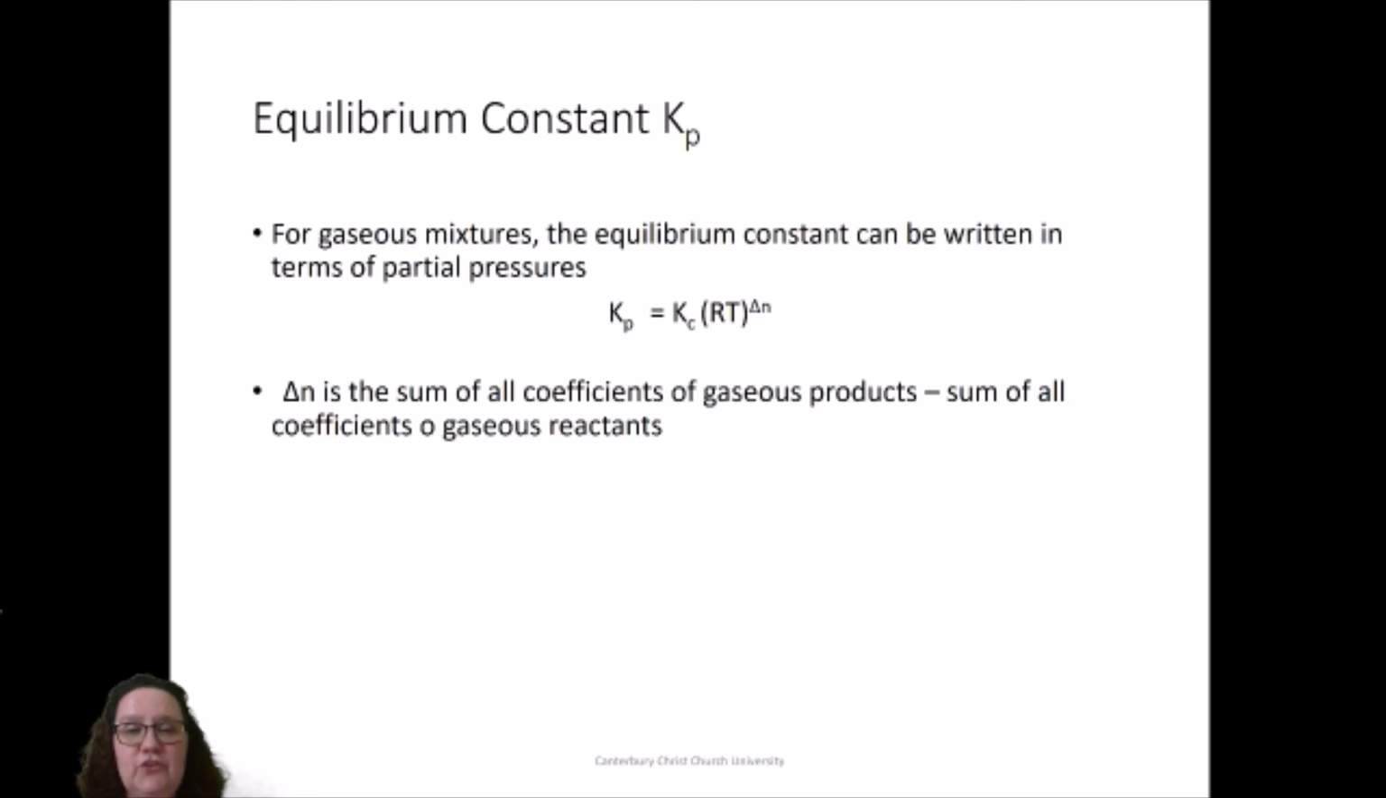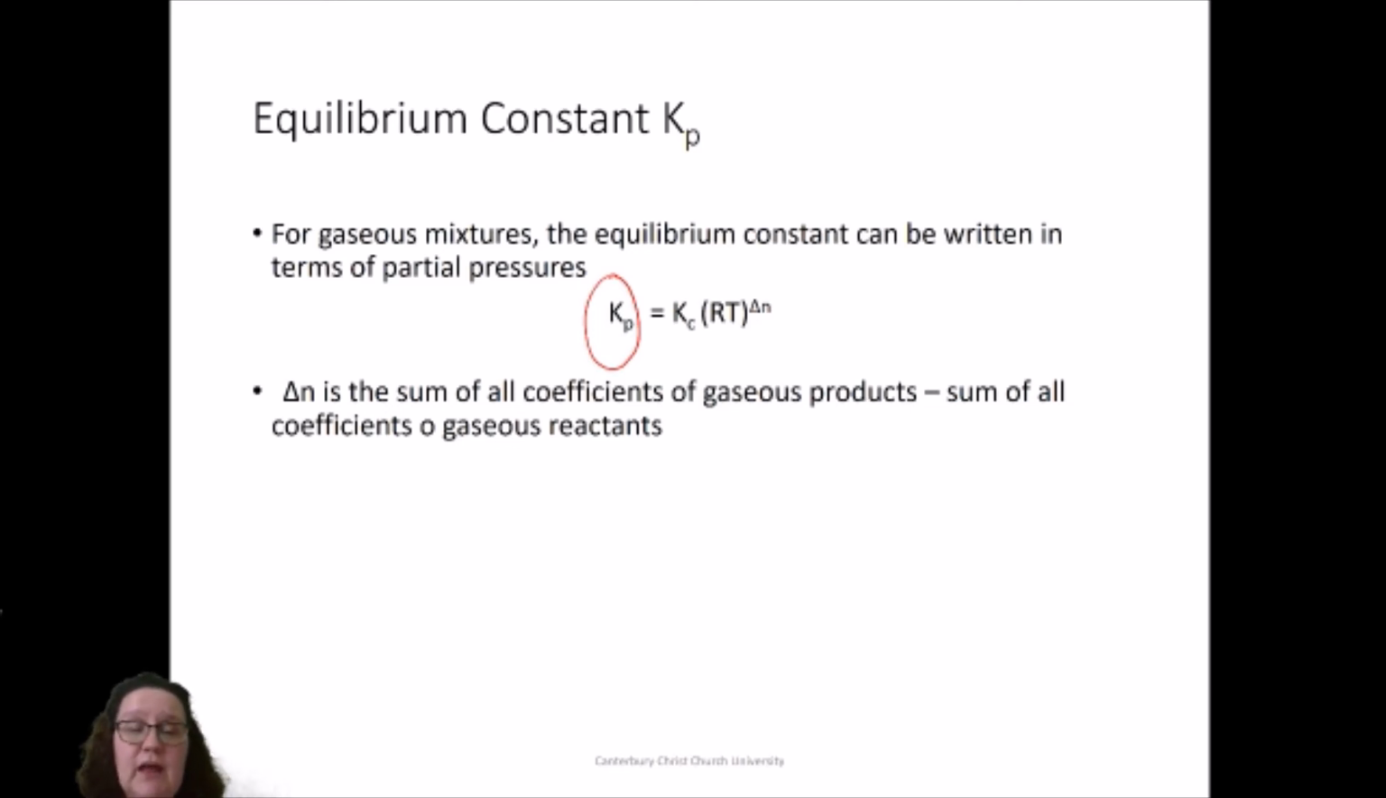For gas mixtures, the equilibrium constant can be written, instead of in concentrations, in terms of partial pressures. And then we have something called Kp, in which you look at the partial pressures of the gases. It's beyond the scope of this module, but you will explore this in quite a lot of detail in Introduction to Physical Chemistry and Thermodynamics.